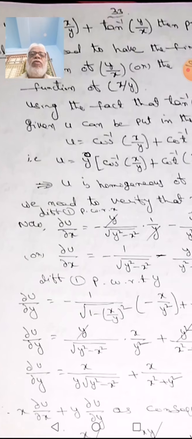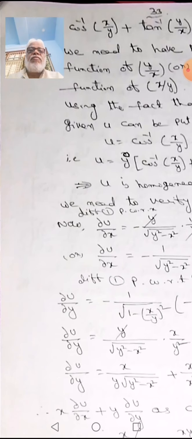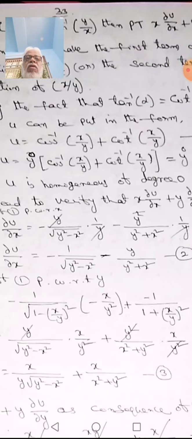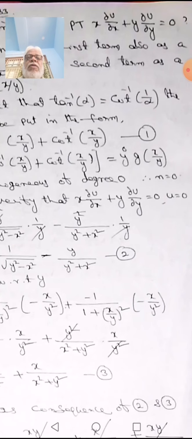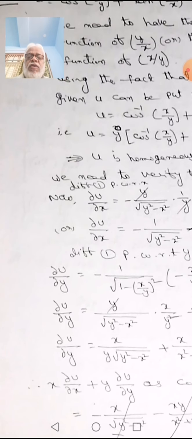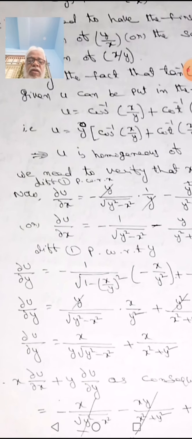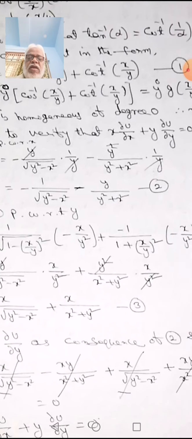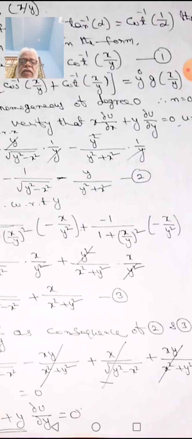So what we have to prove in the question? What is the question? x ∂u/∂x + y ∂u/∂y. So we have to show x ∂u/∂x + y ∂u/∂y as a consequence of the second and third.